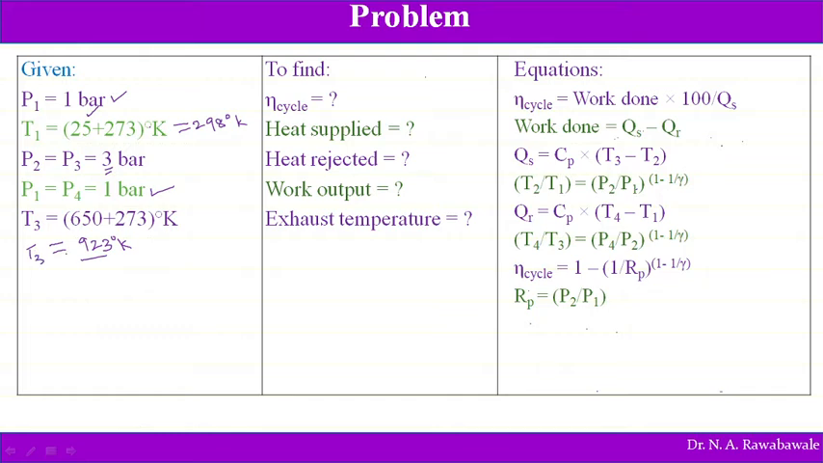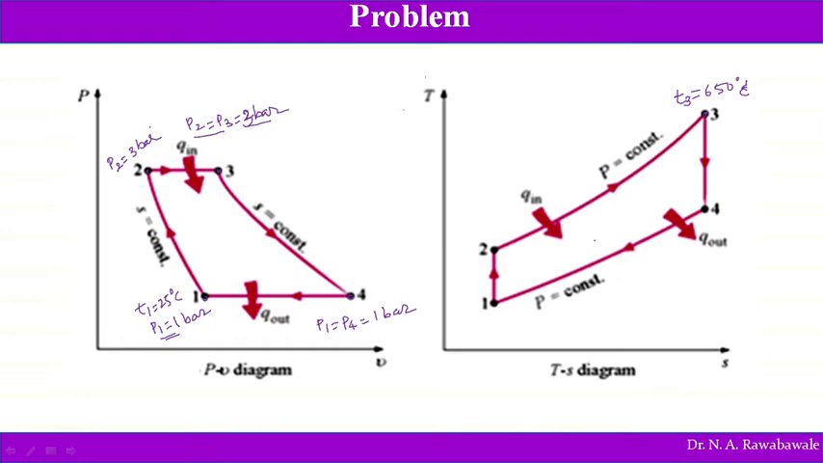Then he is asking us to find out cycle efficiency, heat supplied, heat rejected, work output, and exhaust temperature. Exhaust temperature means the temperature at the last point, say this is point 4. What is the temperature at point 4? That is asked here.